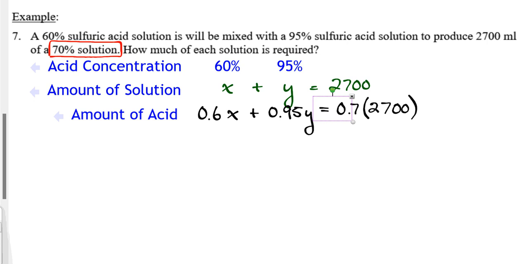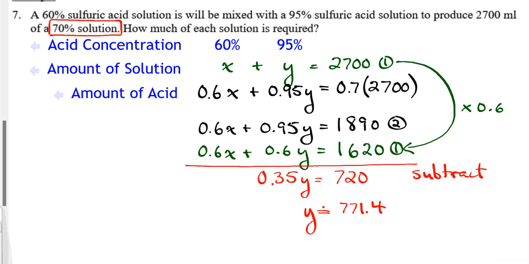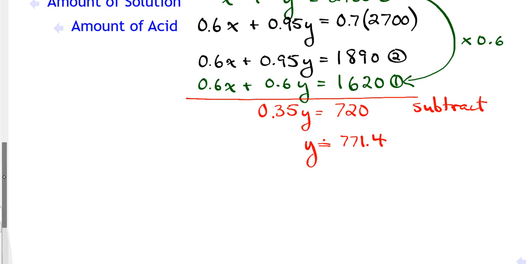So here I multiplied the 0.7 by 2700 to get 1890. And then I took the first equation in green and multiplied it by 0.6. So that would give me matching coefficients with my x variable, and then I can subtract the two equations and solve for the y.